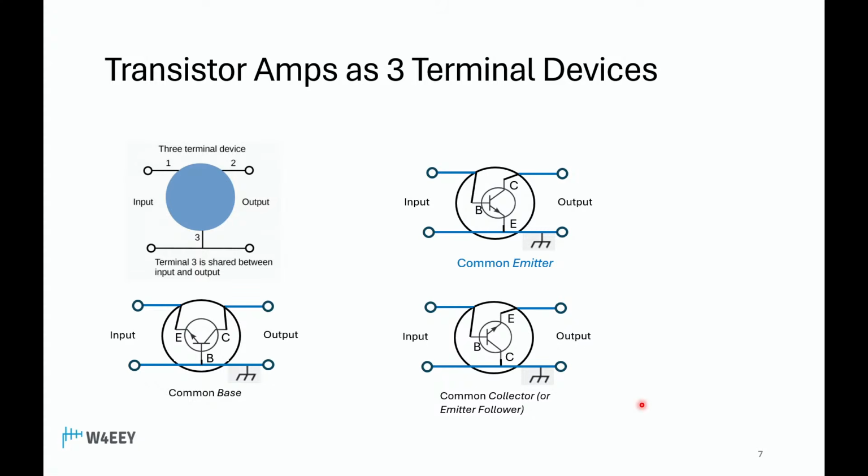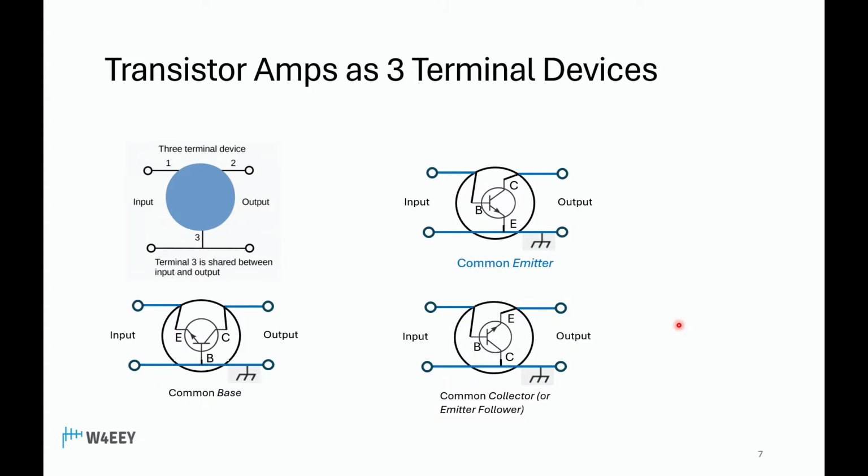This is the common collector configuration, where the output is between the emitter and the collector. This is also called an emitter follower circuit. And you can kind of tell why, because the emitter is the output. This is used primarily for impedance matching purposes.